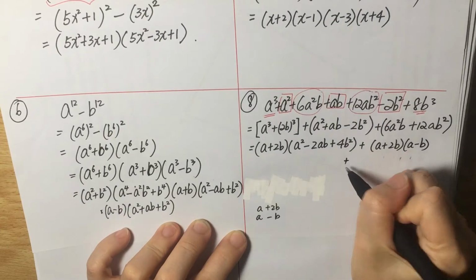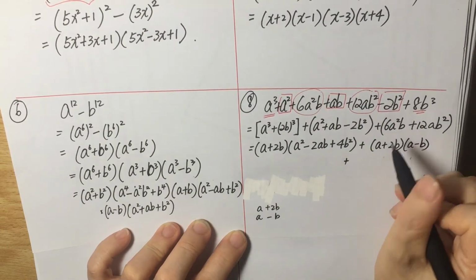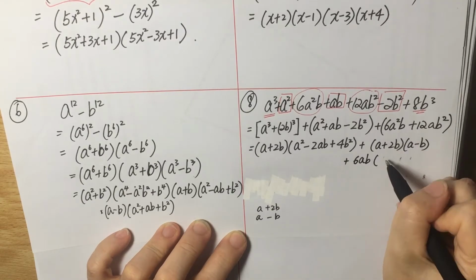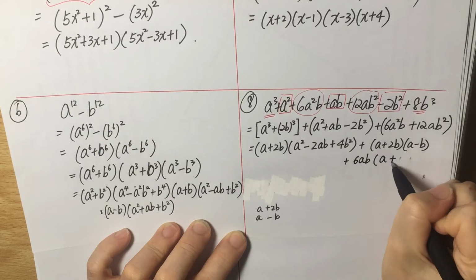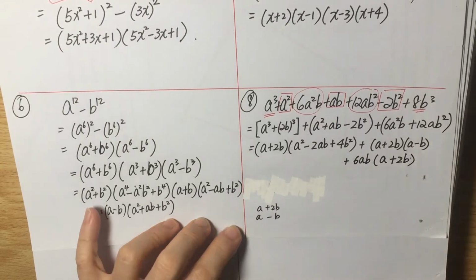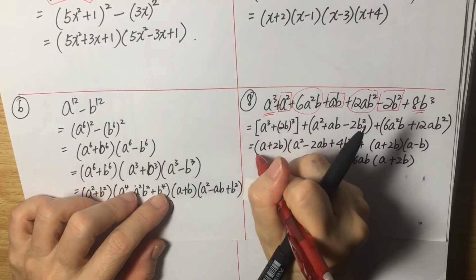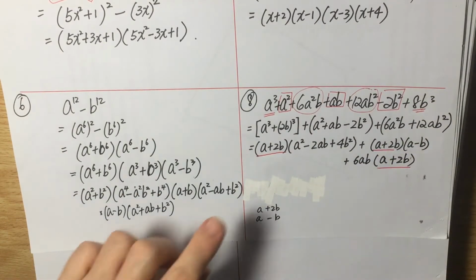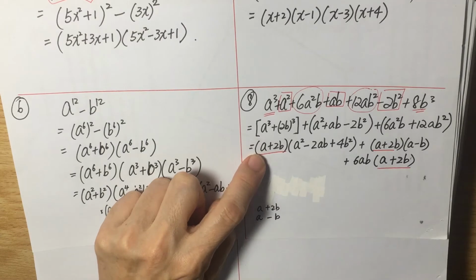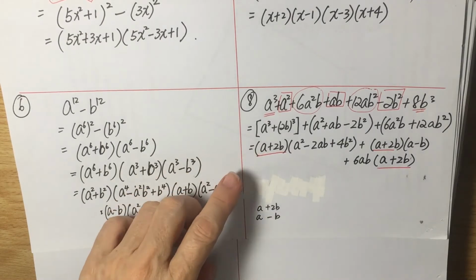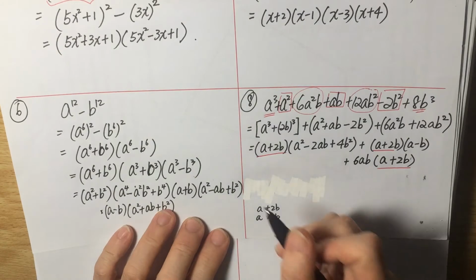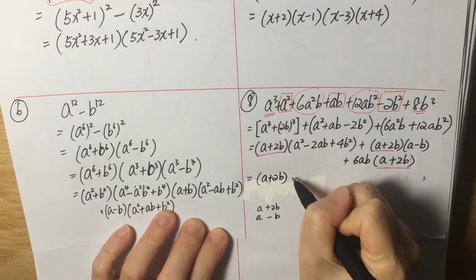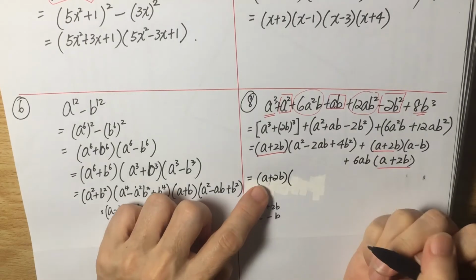Then the next two, we have common factor 6ab. So when 6ab is brought out, I have a plus 2b. Can you see what I'm trying to do? I'm trying to make them have a common factor. In this case, the common factor is a plus 2b. So now I can take out a plus 2b as the common factor.